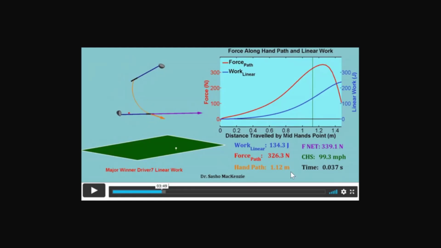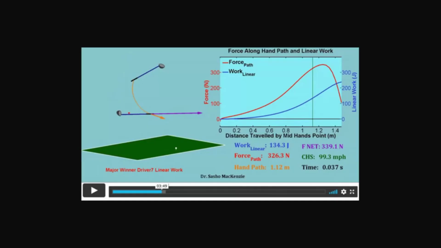produces work. If you look here on this graph on this side, you can see he's got something called force along the path. So this red graph shows the amount of force that this particular professional golfer was applying at every moment during the downswing. The blue graph represents linear work performed by this golfer, and the amount of linear work correlates with clubhead speed.